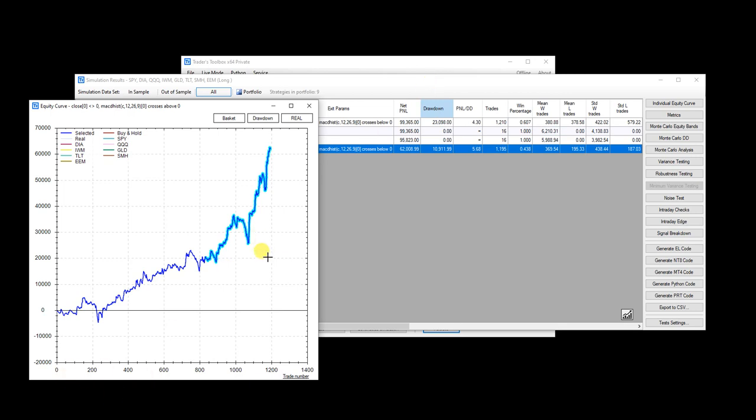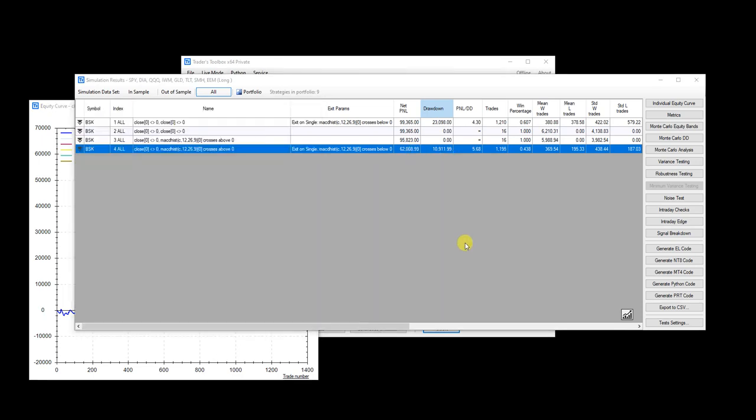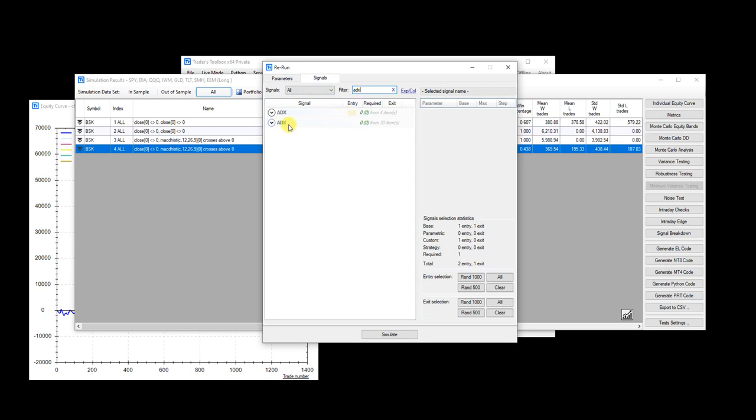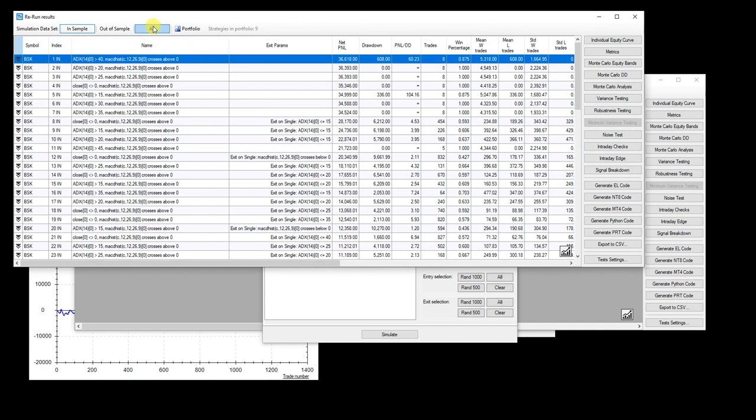So if we traded the MACD system, but we had a trend filter to only trade when the trend was strong or weak. So I'm just going to go here, right click, rerun the strategy with adjustments. I'm going to go over to signals, require the MACD signal, type in ADX. And then I have this ADX is greater than V, where we can set the value of V. So what I'm going to do is I'm just going to use the 14 period ADX, and we're going to check all the ADX values from 15 to 45 by 5 as our entry, and then I'm going to do the same thing as our exit. Just go ahead and run that, and then Build Alpha will test all the different possible variations.